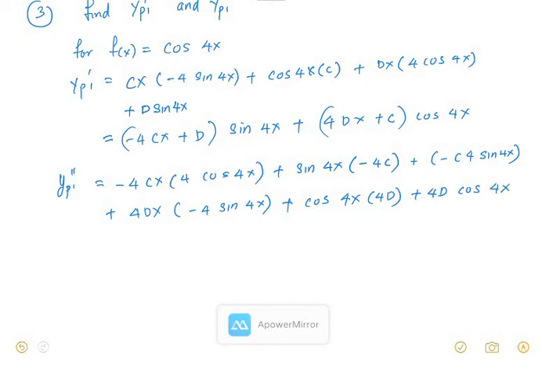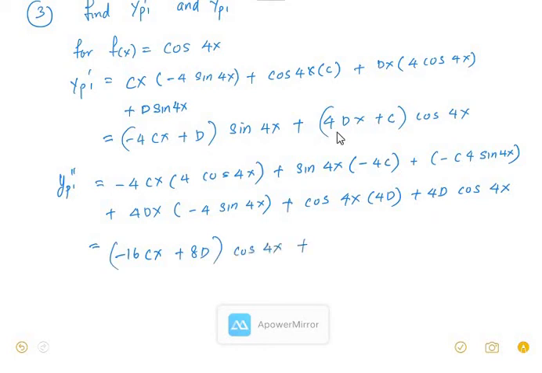Okay, then we can simplify. We collect all the cos 4x. For this one you get negative 16cx, and then another cos 4x, you have a 4d. This is also cos 4x. So you get 4d and 4d, you get 8d. So plus 8d, this one is cos 4x.